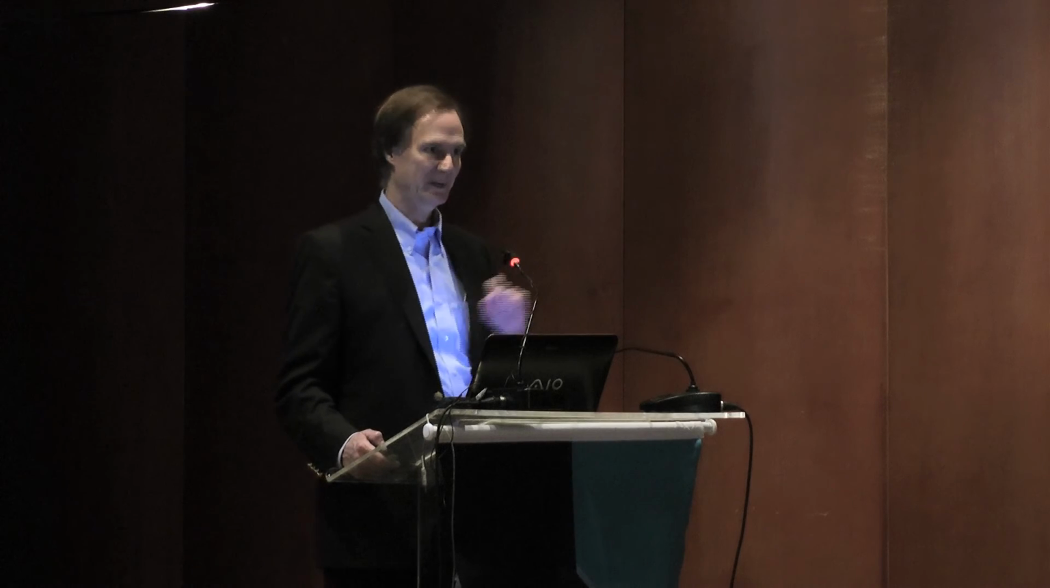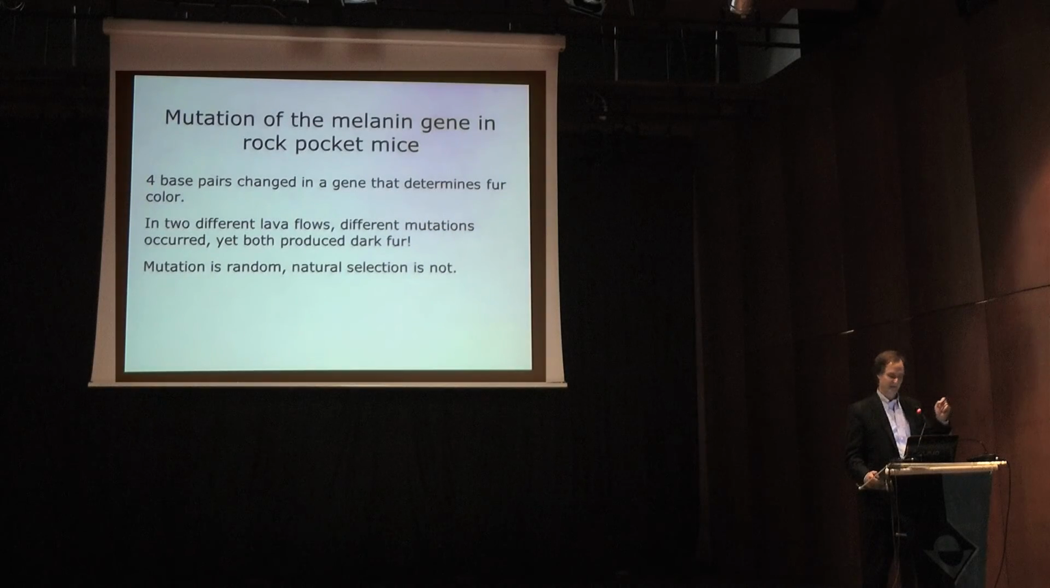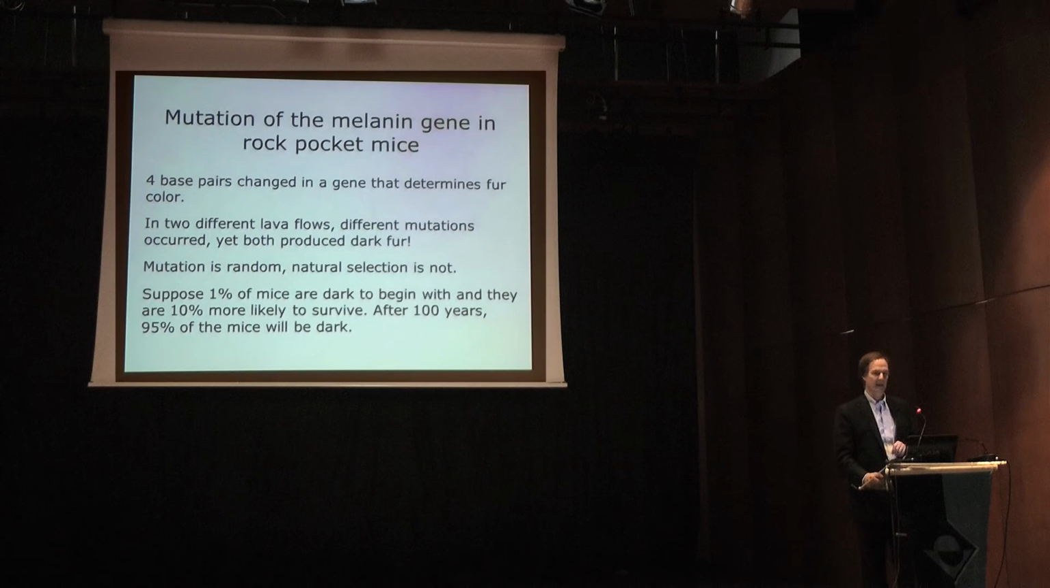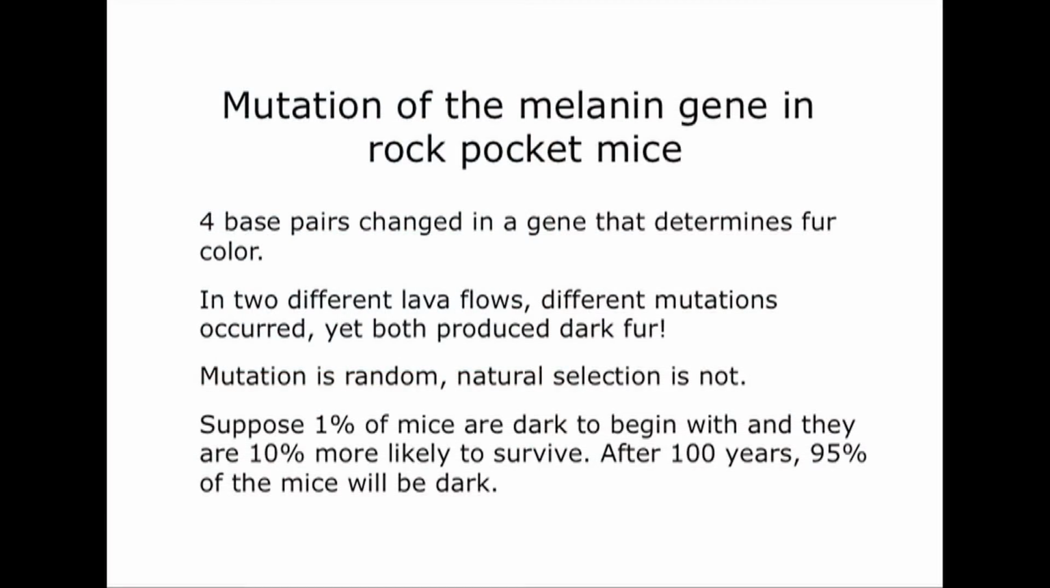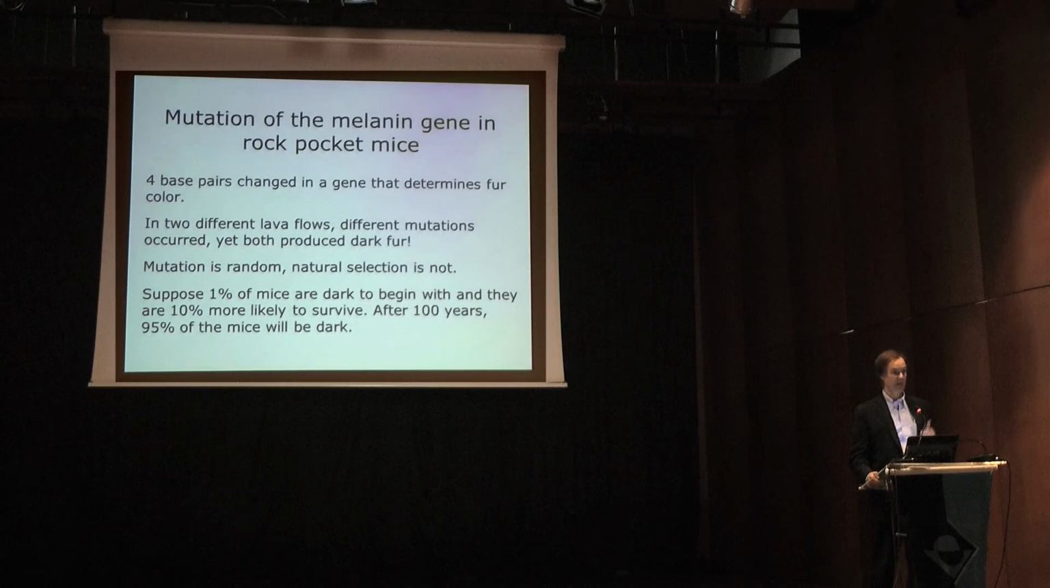If you are visible to a predator, sayonara. And the mathematics works. If only 1% of the mice are dark to begin with, a very rare strain on those dark rocks, and suppose that they are 10% more likely to survive. In fact, the experiments suggest that they're much more than 10% more likely to survive. Simple calculations show that after 100 years, 95% of the mice living on the dark rocks will be dark. That is natural selection.